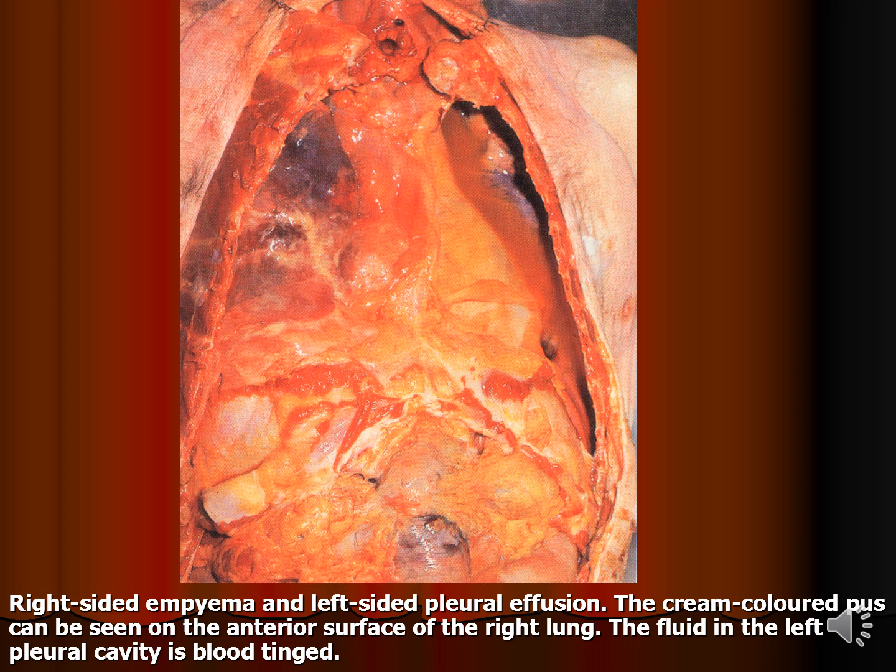Here, this is a gross specimen of right-sided empyema and left-sided pleural effusions. The cream-colored pus can be seen on the anterior surface of the right lung, and the fluid in the left pleural cavity is blood-tinged. Here you see such fluid, some reddish coloring on this gross specimen.